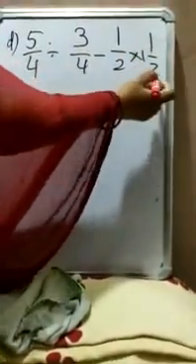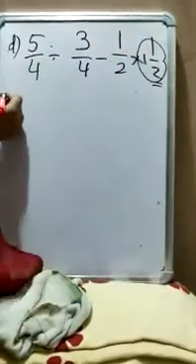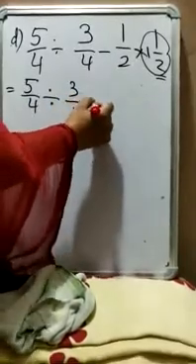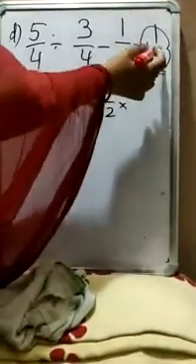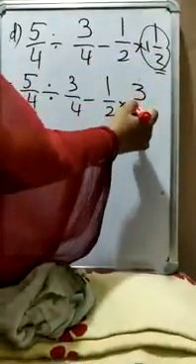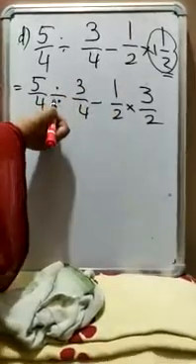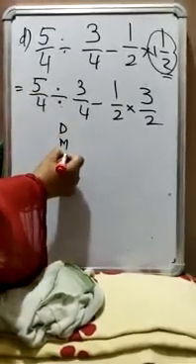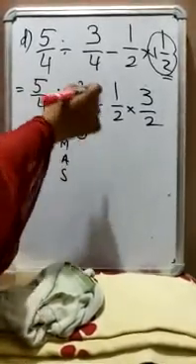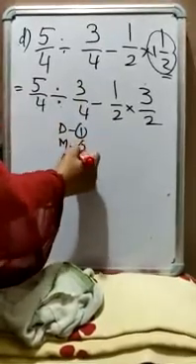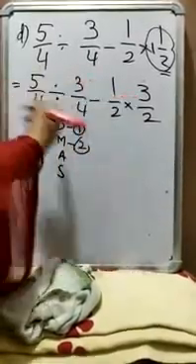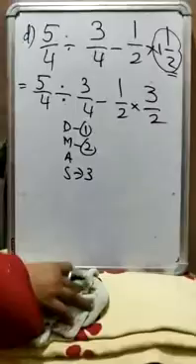So let us first convert this mixed number into a fractional number. Write down 5 by 4 divided by 3 by 4 minus 1 by 2 into, convert it, 1 1 by 2 is 2 plus 1, 3, it is 3 by 2. Right? Now here all of you see that 3 mathematical operations are there: division, subtraction and multiplication. So according to the rule of DMAS, which one will be solved first? Division will be solved first. After that, multiplication will be solved second, and addition is not there in this expression, so subtraction will be done third.